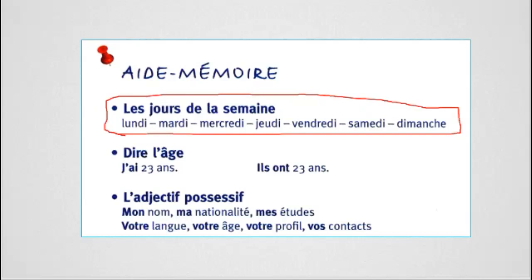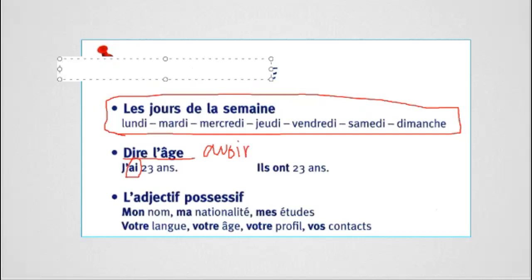So, let's say that to say the age, to tell people how old you are, you need to use the verb avoir. Avoir. So try to translate. Trying to translate my sentence in French.